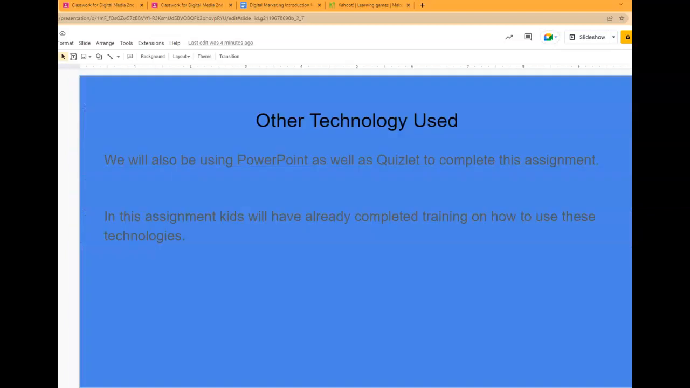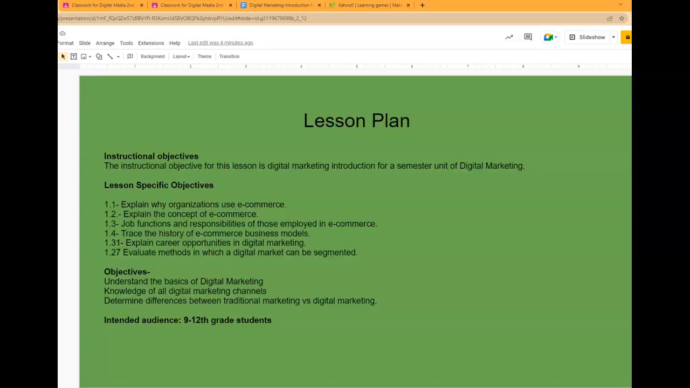For my other technologies, I used PowerPoint as well as Quizlet to complete this assignment. In this, kids will have already completed training on how to use all of these technologies.